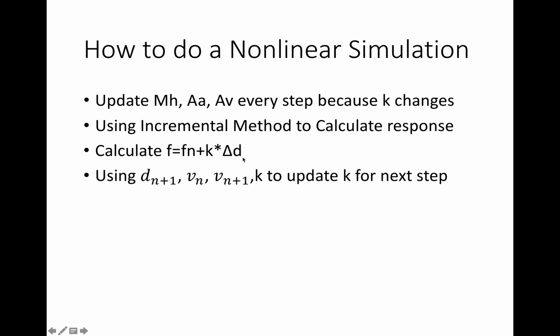However, the difference is that every step you need to update k due to the conditions of the bilinear model. So you need an equation to calculate k for the next step. Because k is changing step by step, the parameters m hat, a, av, r become variables changing with k. So every step you'd better update these parameters too. So this is all the content about the nonlinear model you need to know. You can try to make a program to calculate nonlinear simulation.